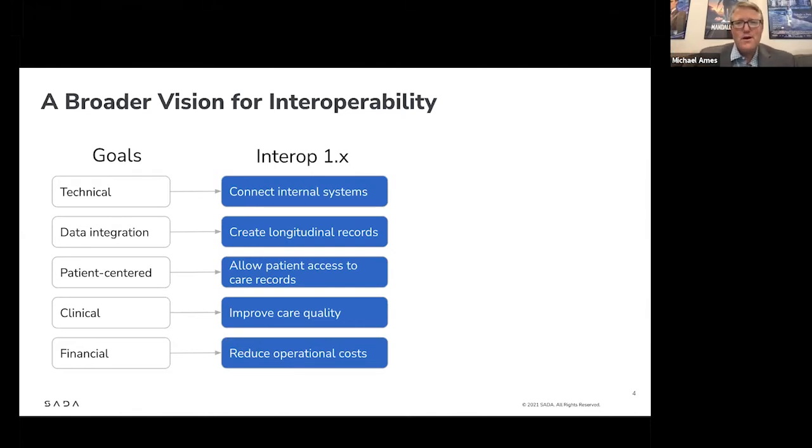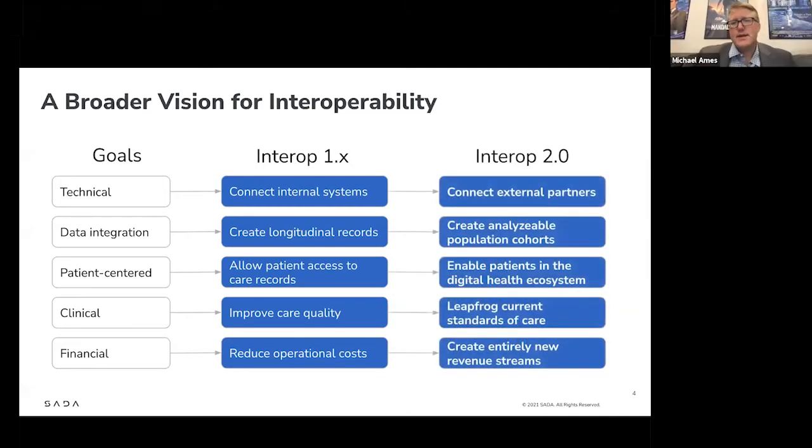Interoperability 2.0 is a bigger vision, but it is totally attainable. Across these same set of goals, here is what could be accomplished if we really embraced the vision of the Cures Act and of FHIR interoperability and of all of the things in the cloud and other things that we're talking about now. Our technical goal changes from connecting internal systems to actually connecting to external partners.